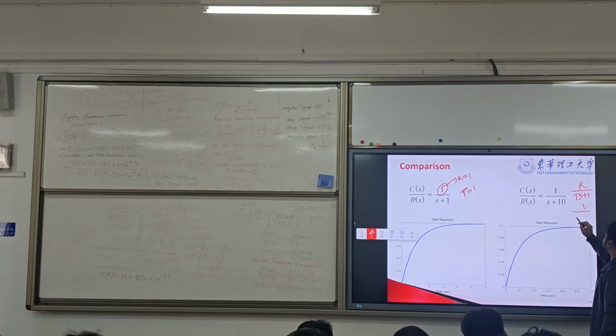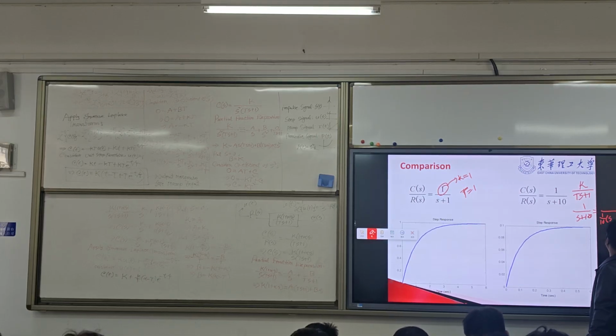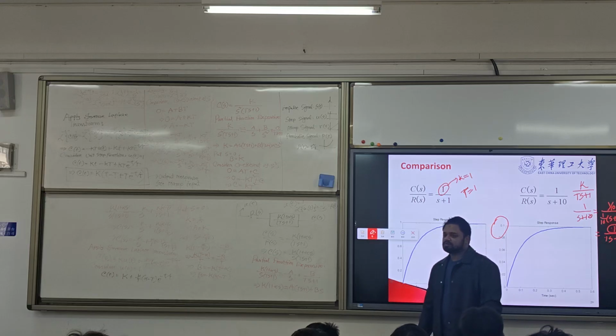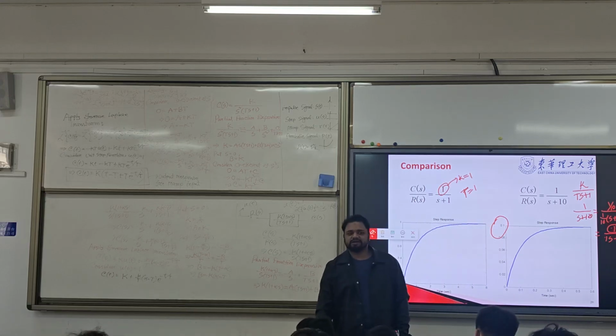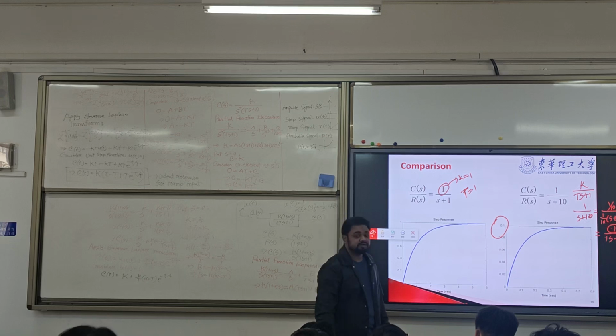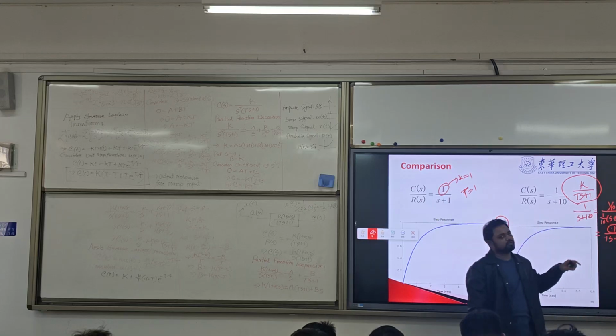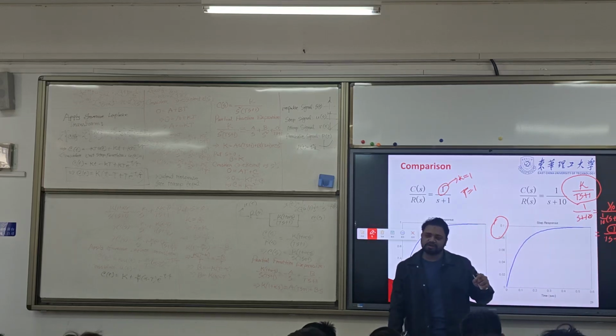So how do you convert this? s plus 10. Here, 1 by 10, s plus 10. Here also 1 by 10. So this is 0.1 by 0.1s plus 1. Now this is your K, 0.1. You cannot directly write it. You must convert it into this format. This is the format, K by Ts plus 1, all the time. After that you can write down the gain.